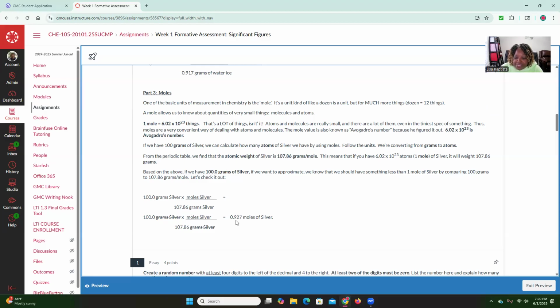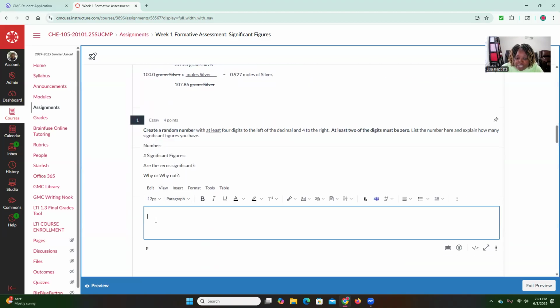107.86, we get 0.927. Now we want to look at those significant figures because we want to make sure our answer is the correct number. And so we have 100.0 that has 4 significant figures because that decimal is there and all those zeros are at the end. It makes them all significant. Okay. So that's 4. And then 107.86 has 5. And so if we take 4 divided by 5 significant figures, you always go with the least. And so that's going to be 4. So we're going to take that 0.927 and we're going to make it 4 significant figures.